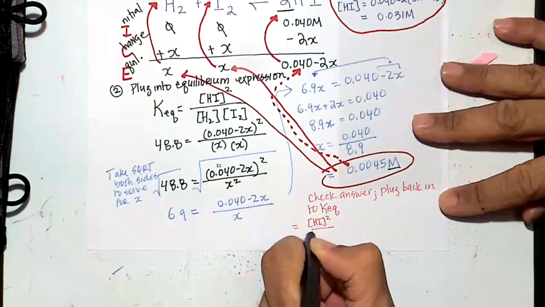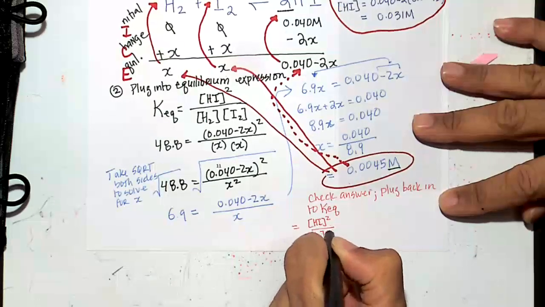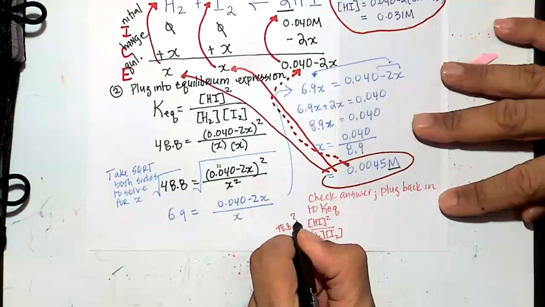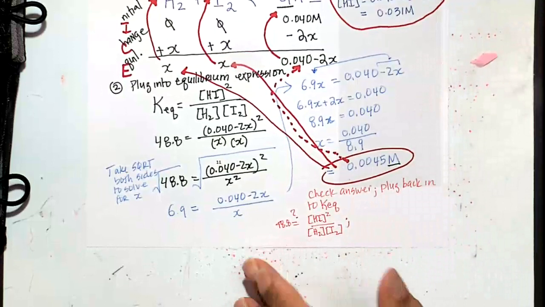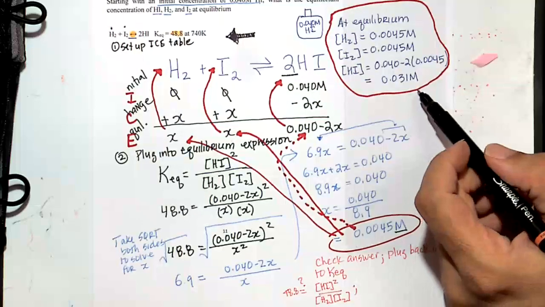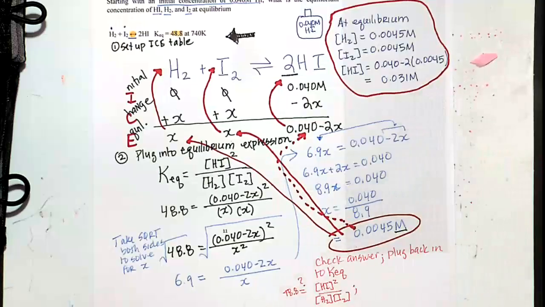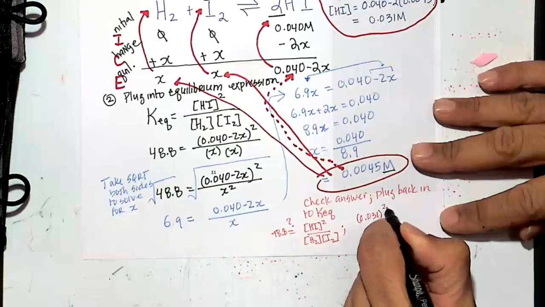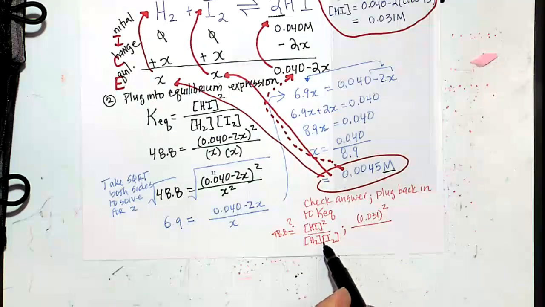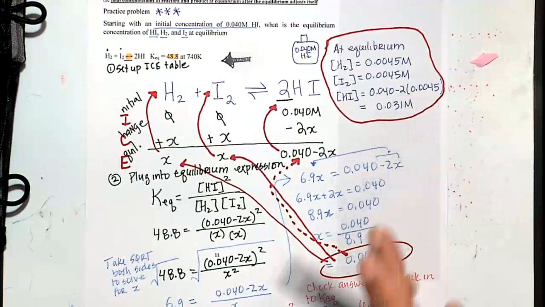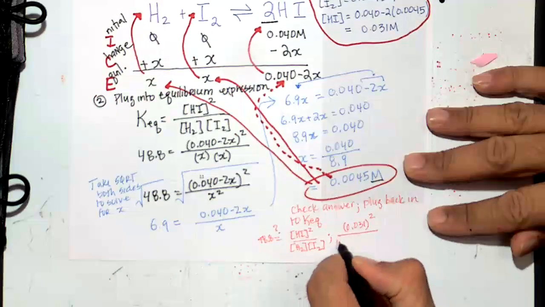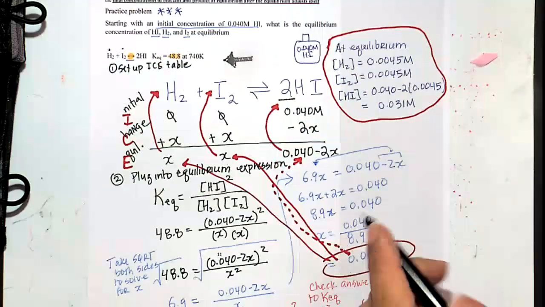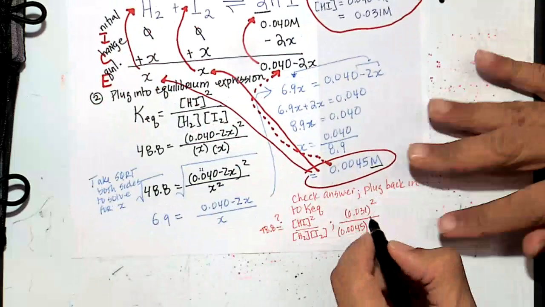Which is the concentration of HI squared divided by the concentration of H2 times I2. So HI squared, we found it to be 0.031. Don't forget to square it. Divided by H2. H2 is 0.0045. Concentration of I2. What's the concentration of I2? 0.0045.